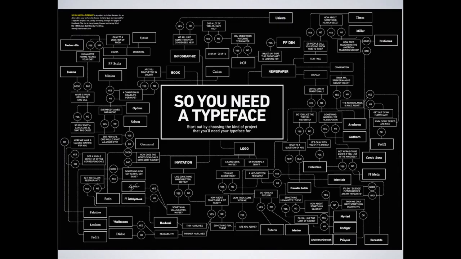I really like this graphic. I think it's great. It's always a little hard to see on the screen, but I think we've gotten it a little bit better. So you need a typeface, right? And you start here in the center box, and it says, okay, what do you want to do? I want to build a book, right? So I come up here to book.